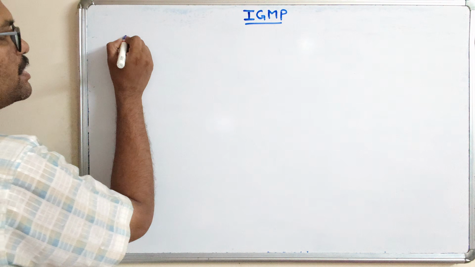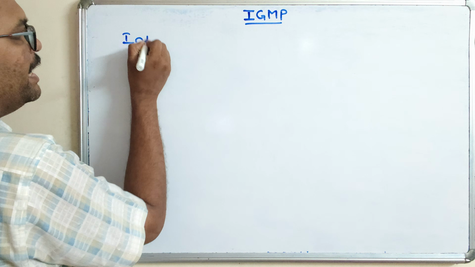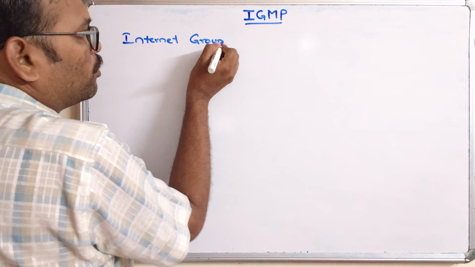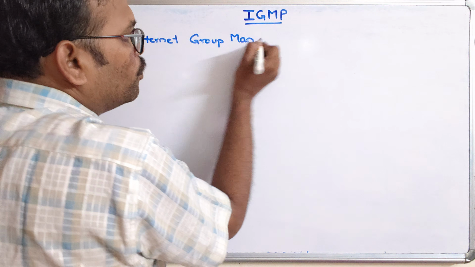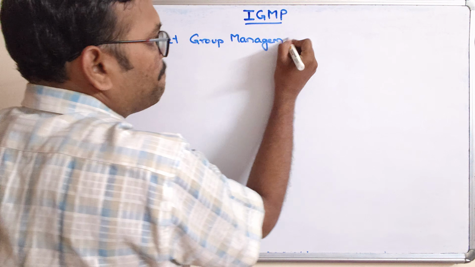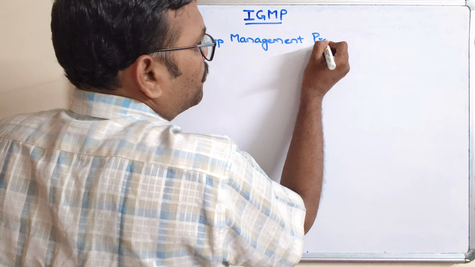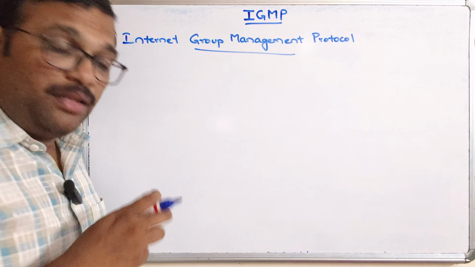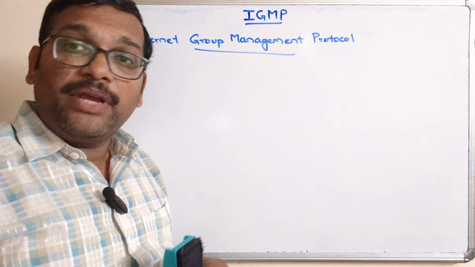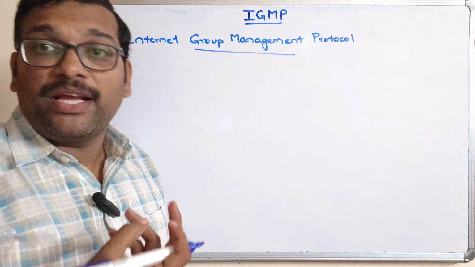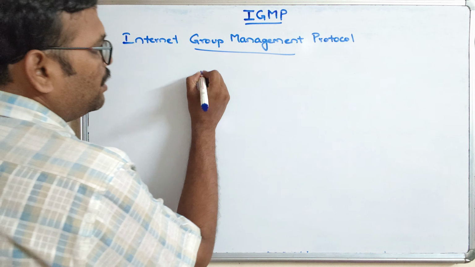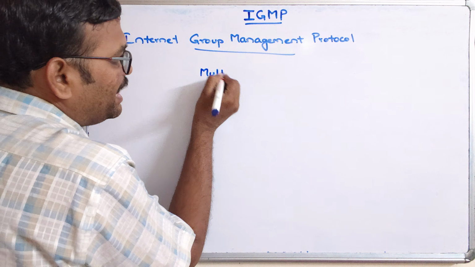So IGMP stands for Internet Group Management Protocol. So what is this group management? We have seen different kinds of communications. In that we have seen unicast communication, multicast and broadcast. So in that, what is a multicast?